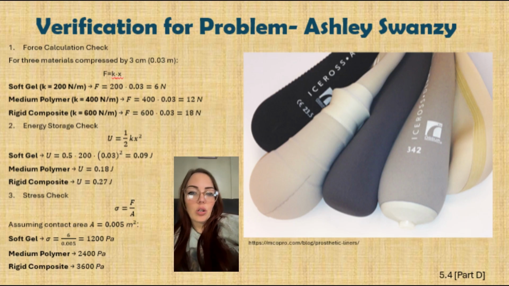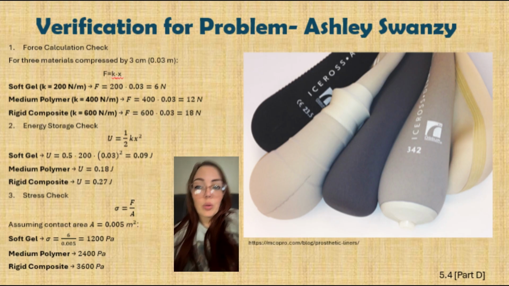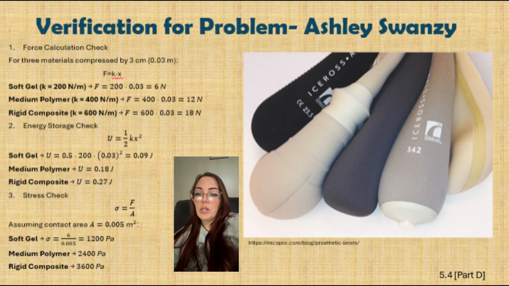So for verification of the problem, I did a check for each step: the force calculation check, the energy storage check, and the stress check, and I provided some information here for the three materials that were compressed by 3 centimeters. For the first step, these values are reasonable. The forces are in newtons, which is the correct unit for mechanical force. The range for each one matches what would be expected for soft to rigid materials under small displacements.